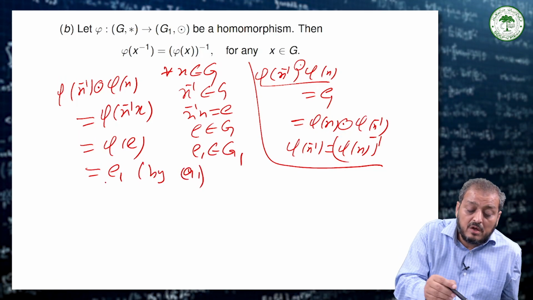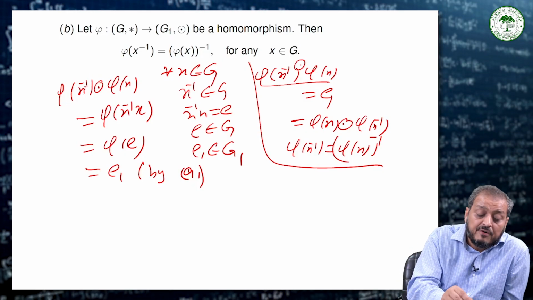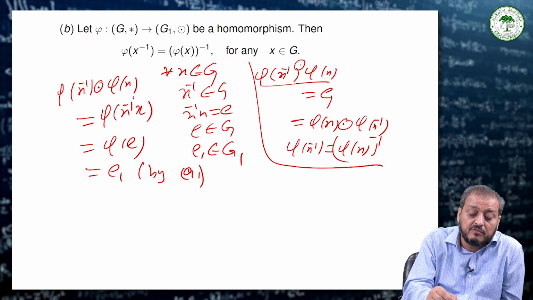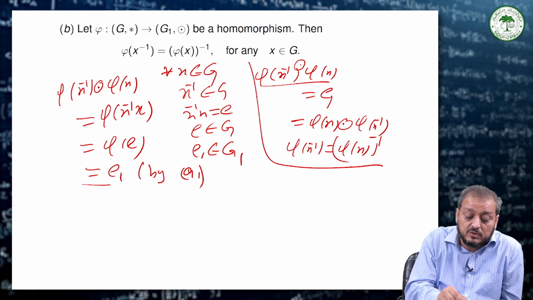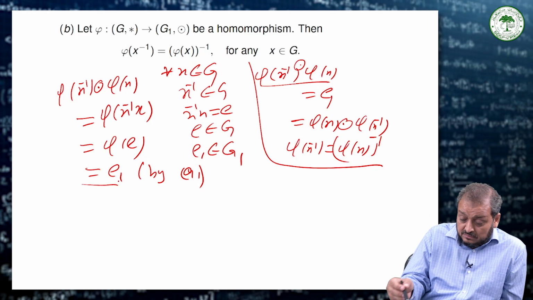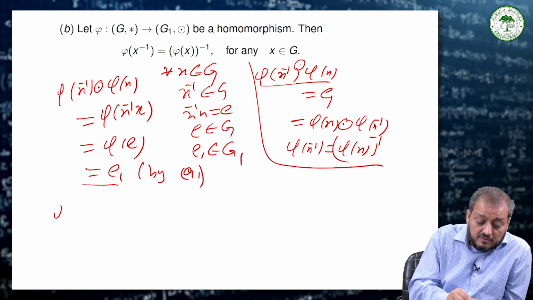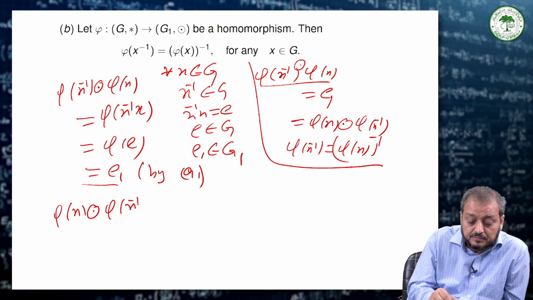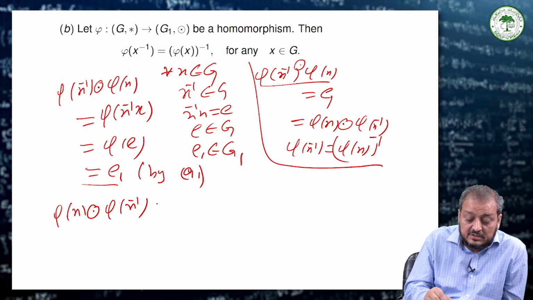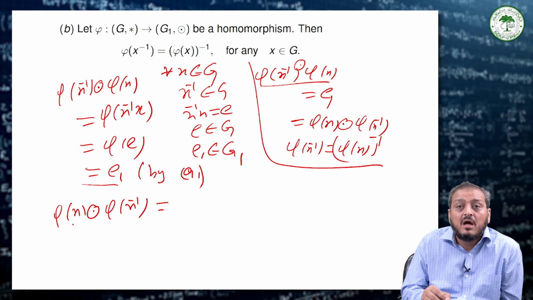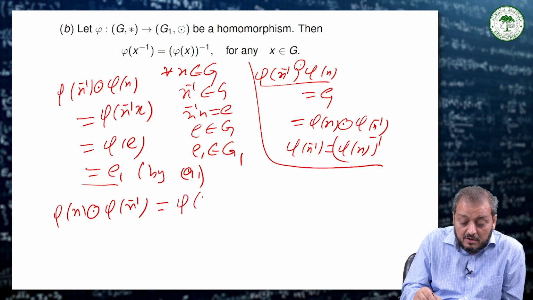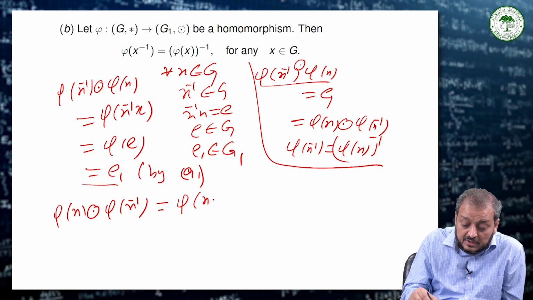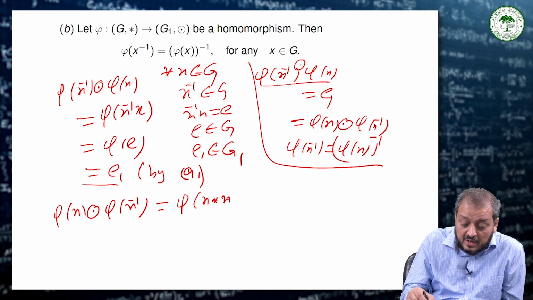So, we have to show that clearly phi of x inverse composition phi of x is the same as phi of x inverse x, and then we have to show that this is equal to identity. Now, we again take phi of x composition phi of x inverse, and this can be written by using the homomorphism as phi of x star phi of x inverse.